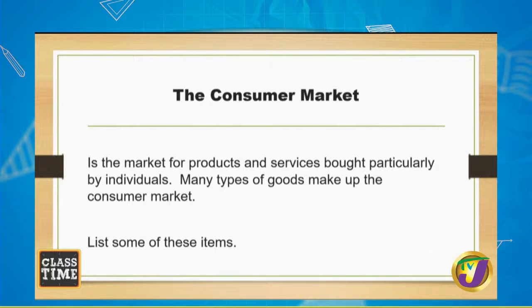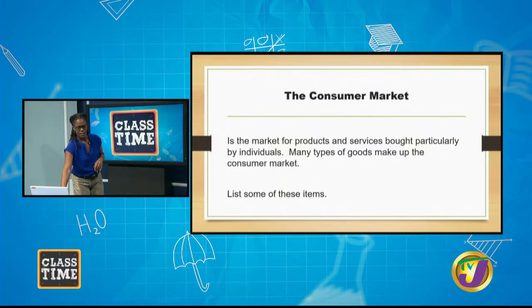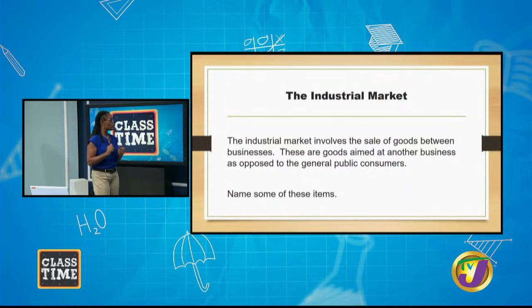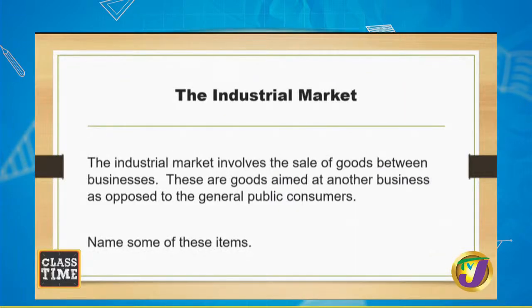So we move on to the industrial market. What comes to mind? Industrial, coming from the word industry. When you hear of the term industrial market, what comes to mind? Now, the industrial market involves the sale of goods between businesses. These are goods aimed at another business as opposed to the general public consumers.